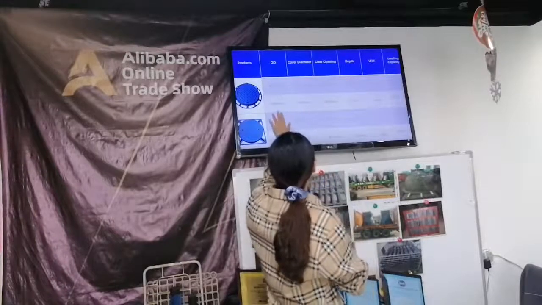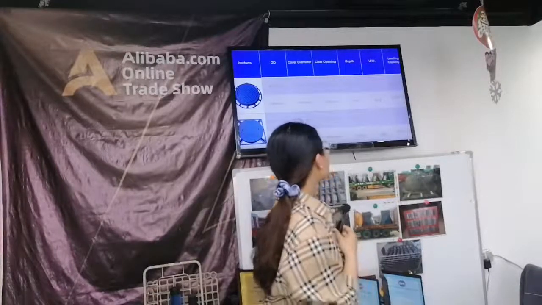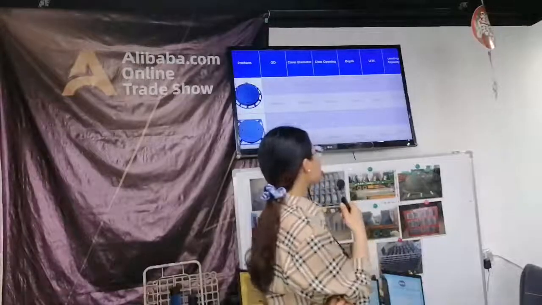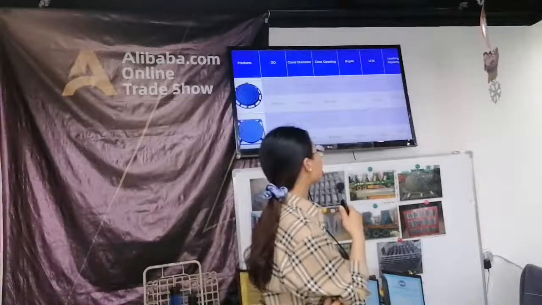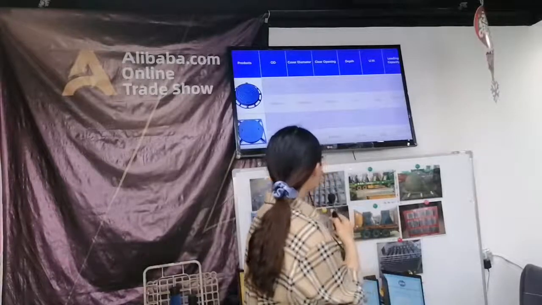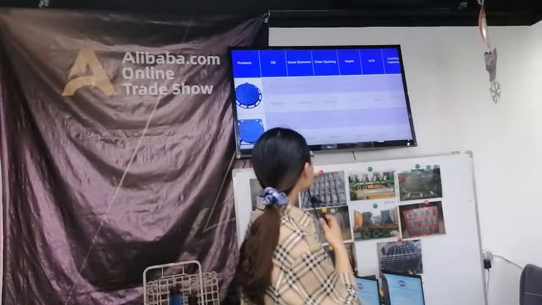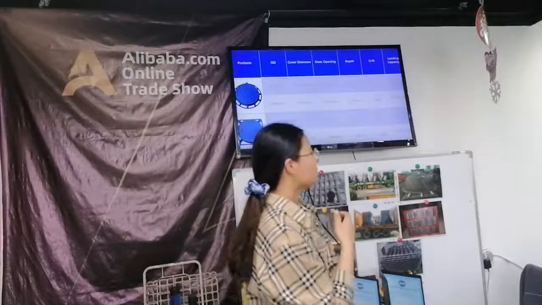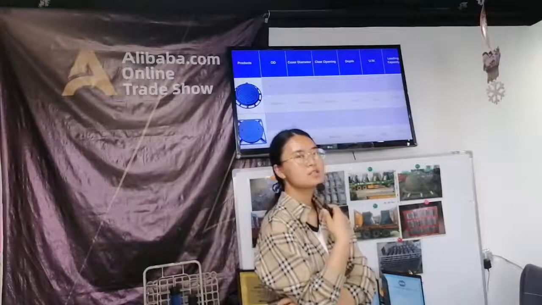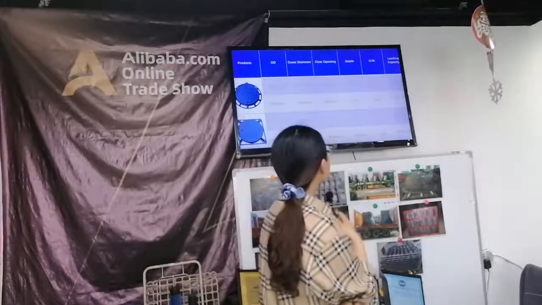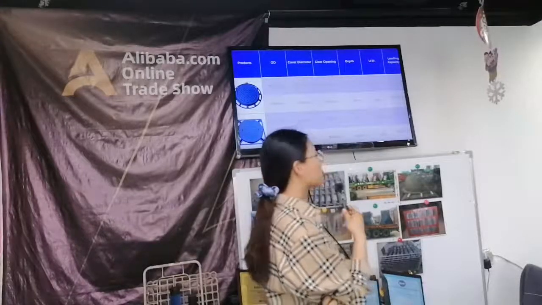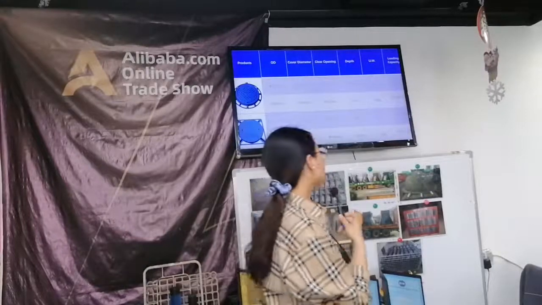For this one, the outer diameter is 800 millimeter, the cover diameter is 700 millimeter, the depth is 75 millimeter, and the unit weight is about 49 kilograms. Another one: the outer diameter is 750 millimeter, the cover diameter is 635 millimeter, the depth is 80 millimeter, and the unit weight is about 55 kilograms.